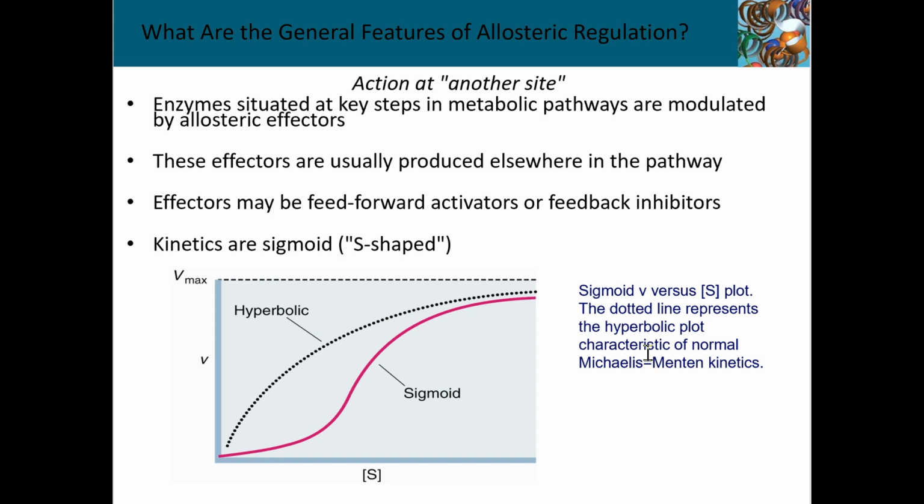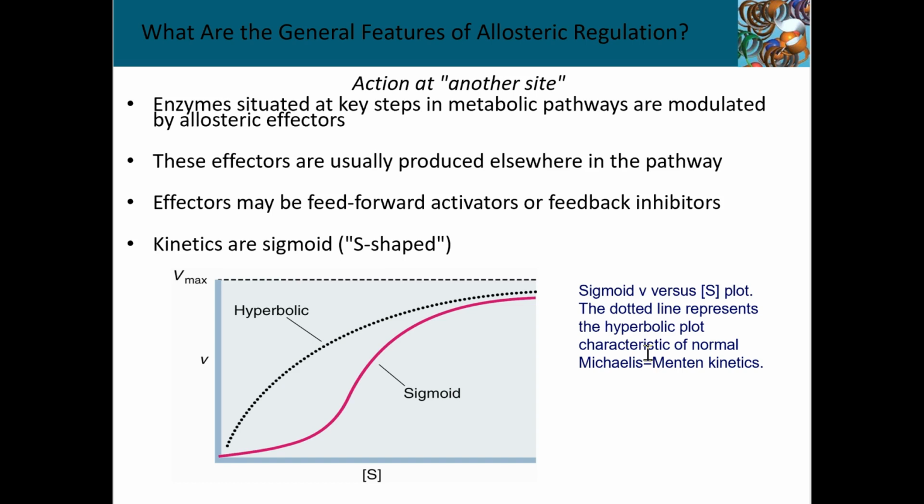So let's just jump right into the meat of it and talk about allosteric regulation right out the gate. Allosteric regulation is fundamentally just an action at the enzyme on a different site, other than the binding site or active site of the enzyme. And so it's very common for enzymes which are situated in metabolic pathways, where you have sequences of reactions taking place, to be modulated by allosteric effectors. And these effectors come from other points in the pathway, either preceding it or following it.